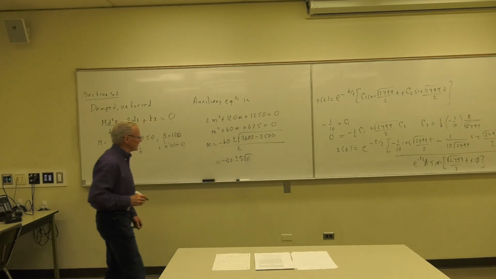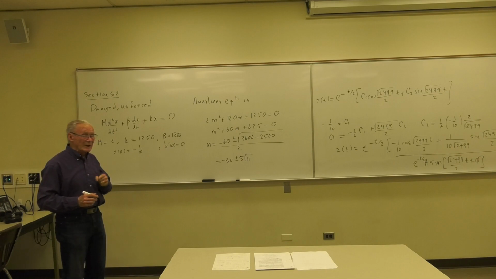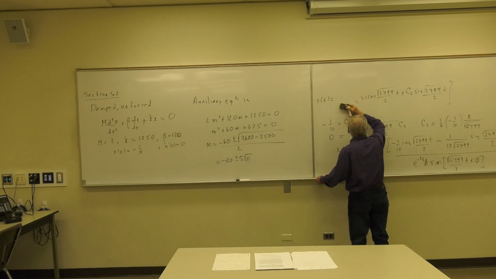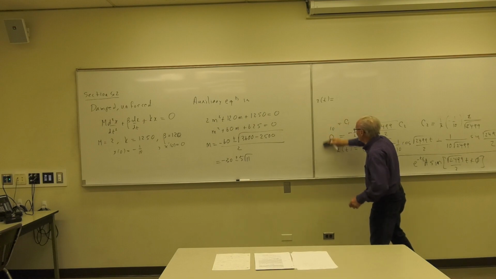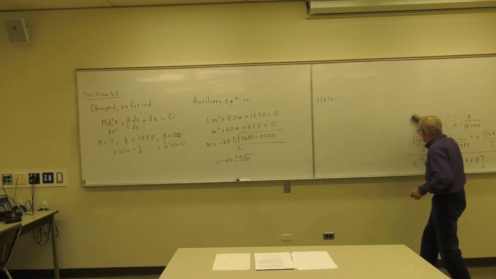How does that look? Now we've got 2 real roots. So therefore, x of t is not going to involve sines and cosines at all, because we've got real roots.